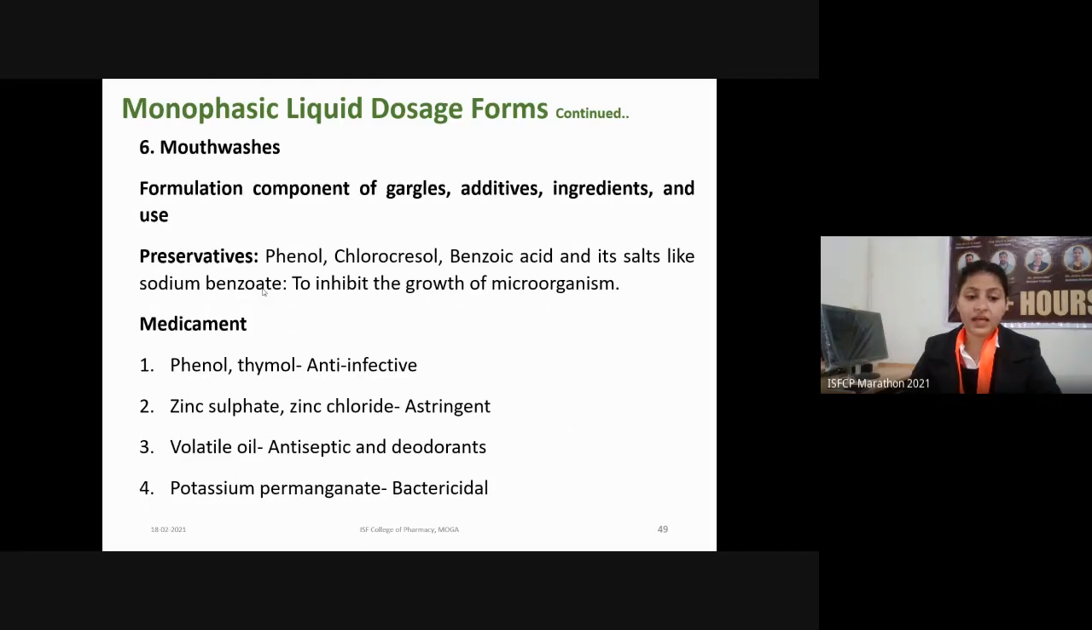Medicaments that we can dispense through the mouthwashes are phenolthiamol, which will act as an anti-infective. Zinc sulfate, zinc chloride will act as an astringent. Volatile oil will act as an antiseptic and deodorant. Potassium permanganate will give us a bactericidal effect. These are the medicaments that we use in the preparation of mouthwashes.